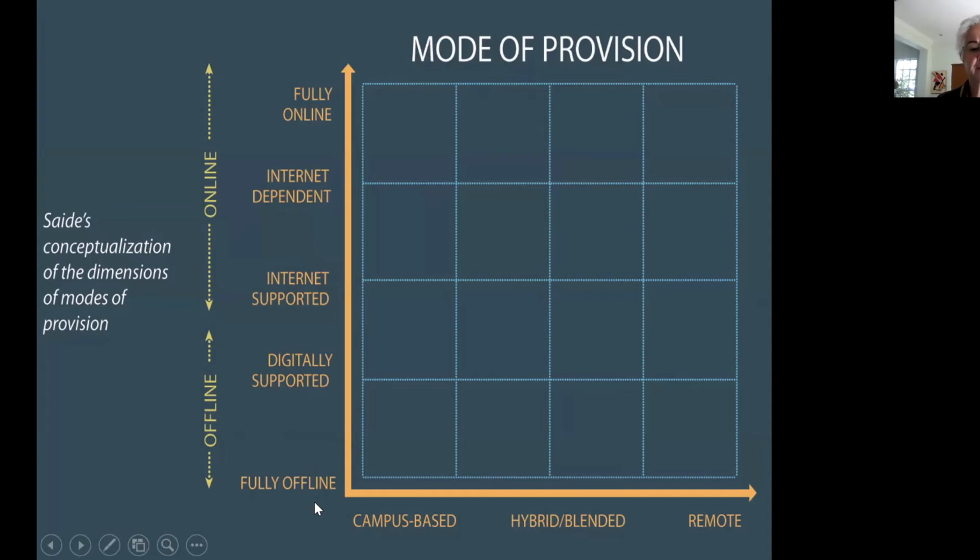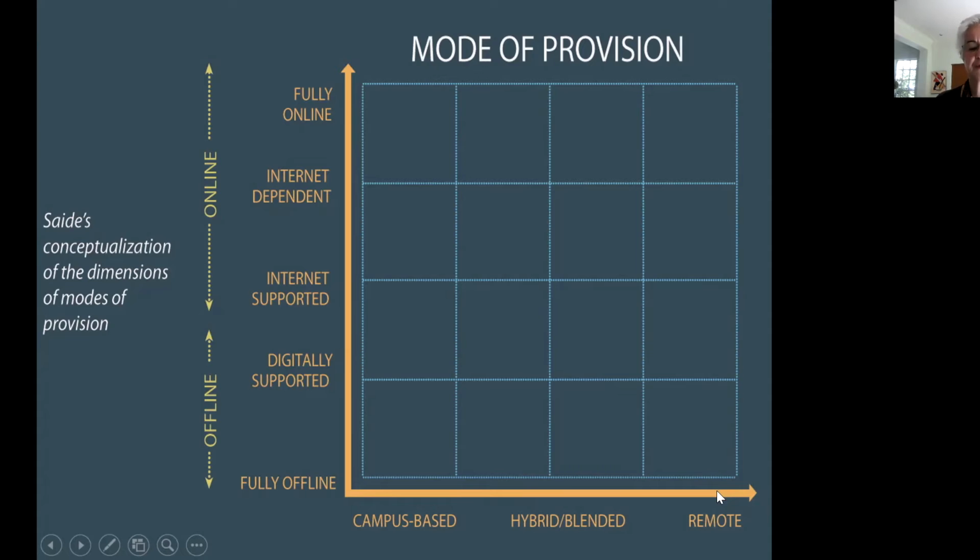It has two axes. There's the horizontal axis, which speaks about where the learning takes place. So if we explore that horizontal axis, we start on the left-hand side with campus-based. Campus-based, we're very familiar with this, lecture theatre-based, classroom-based. We move over all the way to the other side and we think about remote learning.